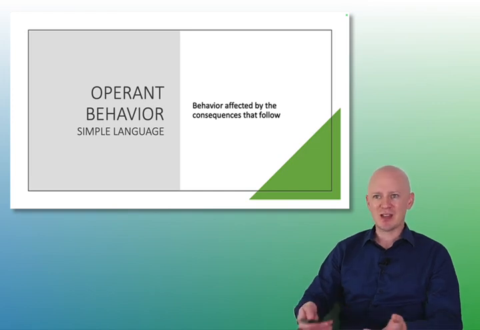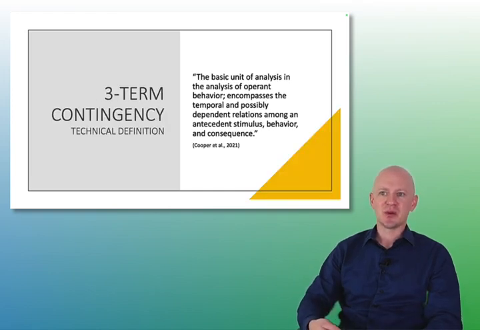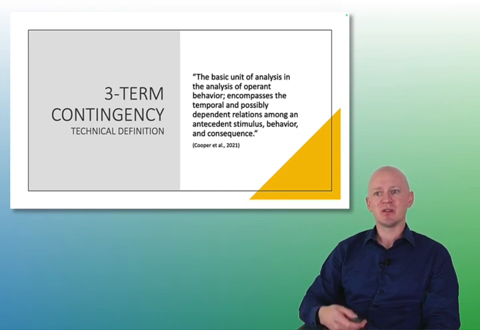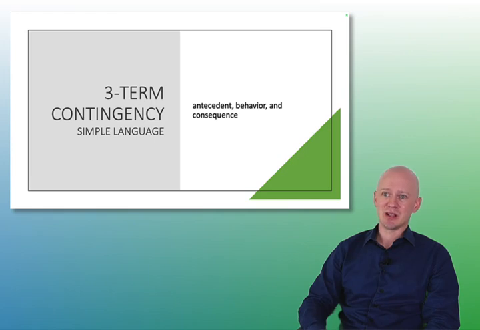So now that we have all of that out of the way, we can dive into the 3-term contingency, because this is made up of the antecedent, behavior, and consequence. And this is the basic unit of analysis in operant behavior. And it encompasses the temporal and possibly dependent relations amongst antecedent stimulus, behavior, and consequence. That's a lot. Let's break it down in simple language. A 3-term contingency is just the antecedent, behavior, and consequence. The antecedent sets the occasion for the behavior to occur, and some consequence happens that alters the probability of that behavior happening in future similar contexts.